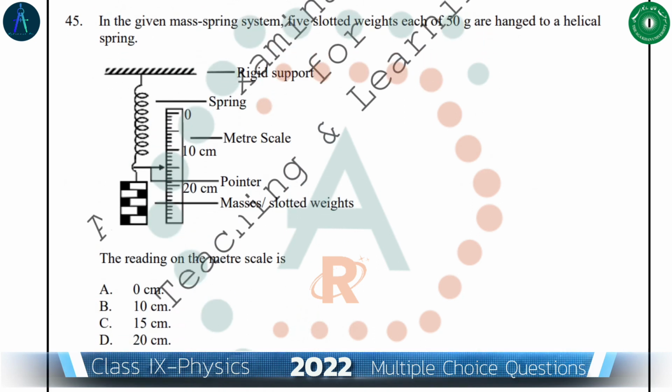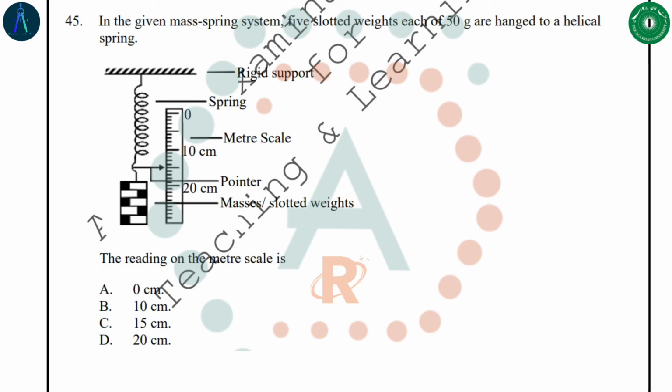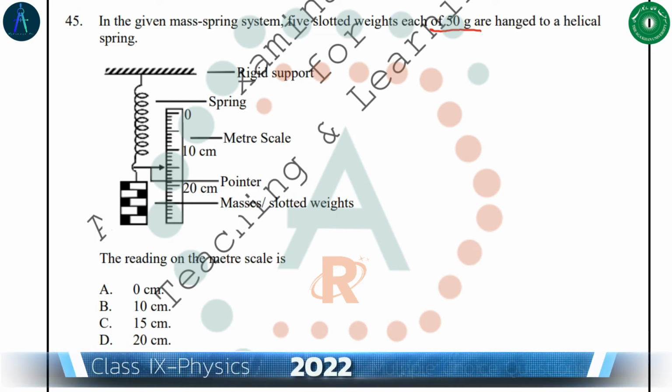Then we have question number 45. In the given spring mass system, 5 weights, each of 50 gram, are hanged to a helical spring. Then what will be the reading on the main scale? So the correct answer for this question number 45 will be option C.